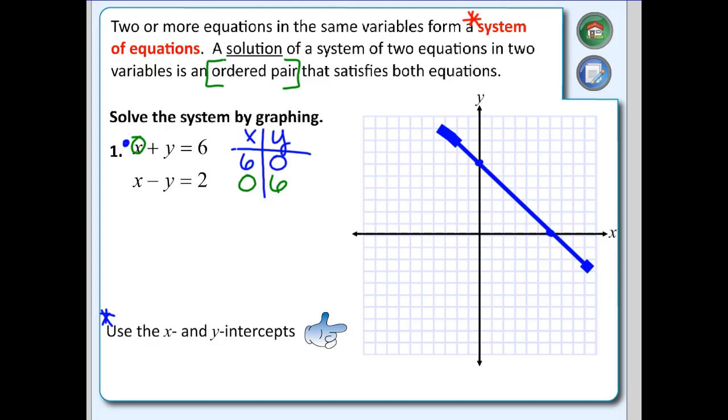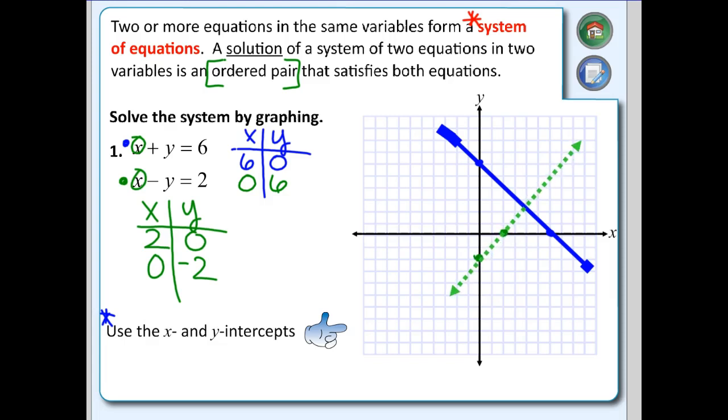Now, let's go ahead and take the second equation. We'll make it the green equation, and let's find our x and y intercept. So remember, if we're solving for x, we make y 0, so x equals 2. And then we do the reverse. If we're solving for y, we make x 0, and that's negative 2. Okay, so let's graph our 2 points, our x-intercept and our y-intercept. My x-intercept is at positive 2. My y-intercept is on the y-axis at negative 2. And if I go to connect those dots, there we go.